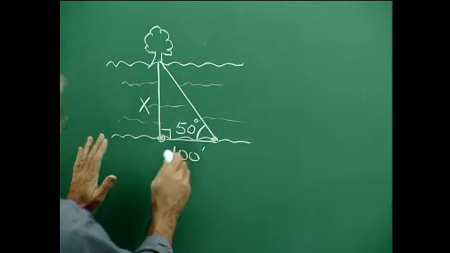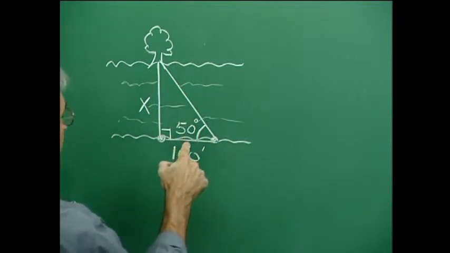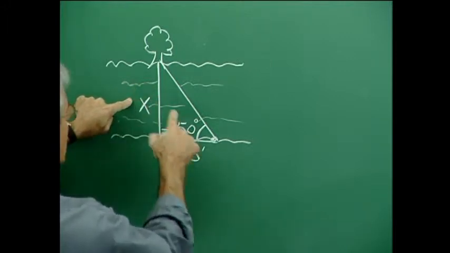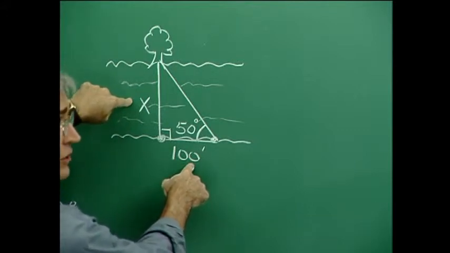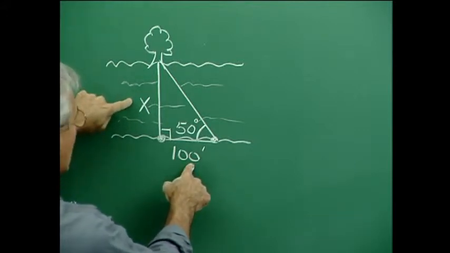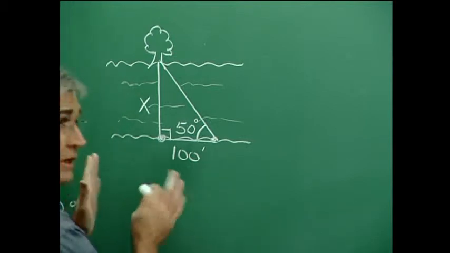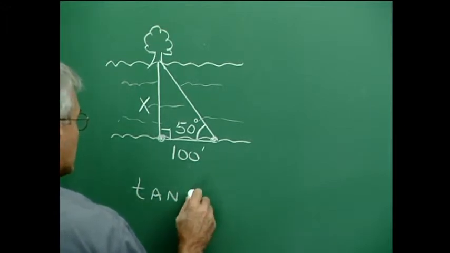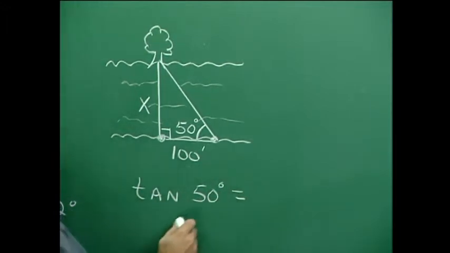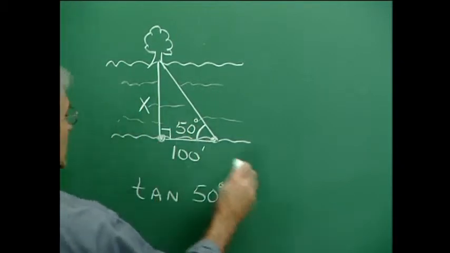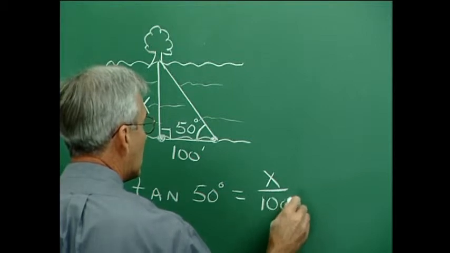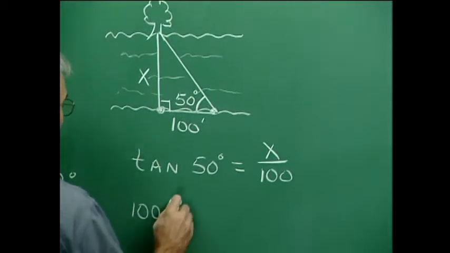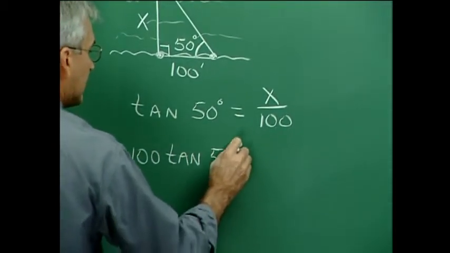So from the perspective of this angle, we have information about the adjacent side, and we want information about the opposite side. So when opposite side and adjacent side are involved in a ratio, it's either tangent or cotangent. Now, the tangent idea is in the calculator, so let's use tangent. So we make the calculation like this. We just say tangent of 50 degrees is equal to, from the perspective of this angle, opposite is x, adjacent side is 100. So the tangent of 50 degrees is x over 100. Multiplying by 100 on both sides, we have 100 tangent 50 degrees is equal to x.